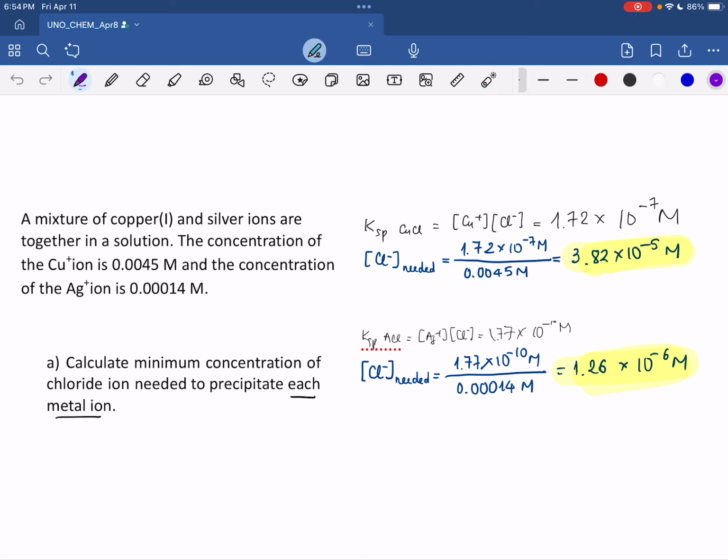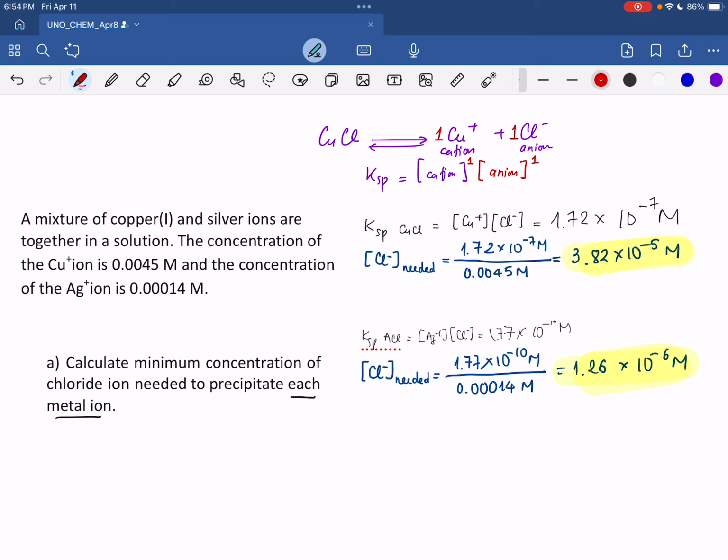If we have the salt CuCl dissociating in a solution, in the solvent water, then we get Cu⁺ and Cl⁻, right? Then the Ksp is defined based on the cation and the anion: the concentration of the cation to the power of the coefficient before it. This is just a 1, and this is also a 1, okay? So we get the anion concentration to the power of 1 as well.